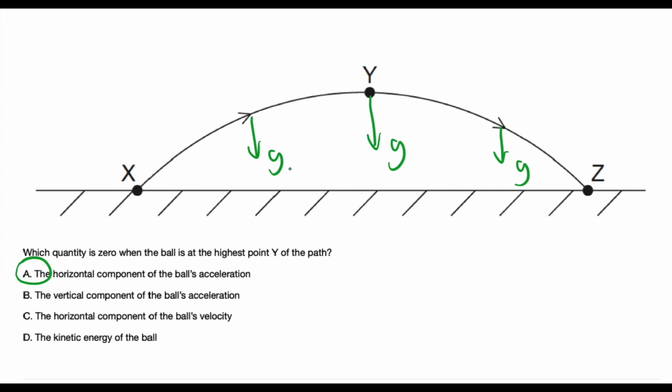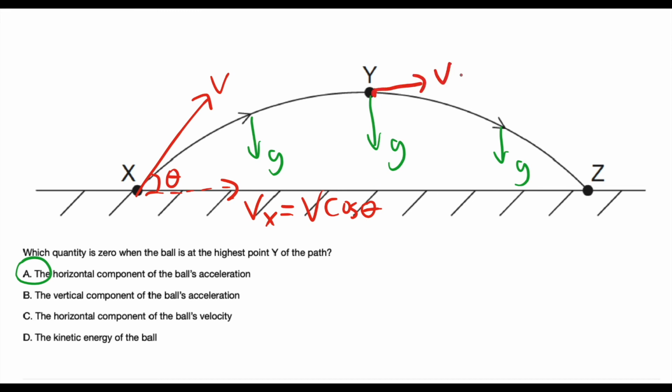C says the horizontal component of the ball's velocity. The horizontal component of the ball's velocity remains constant, but it still has a velocity, right? So if this is the initial velocity v, then it's always going to have a velocity of vx. If here is theta, then vx is equal to v cosine theta. So the horizontal velocity remains constant, but it does not equal 0. D, the kinetic energy of the ball: since we have a horizontal velocity, the kinetic energy will also be a non-zero number, so D is also wrong.